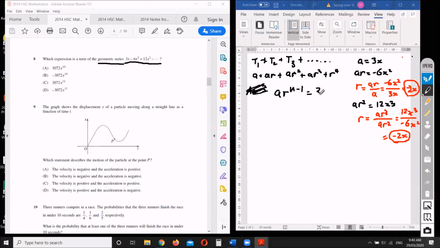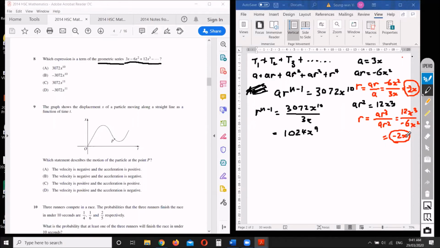3,072 x to the power of 10, right? So we want the R to the power of n minus 1 to equal 3,072 x to the power of 10 all over 3x. And what did you say it was? 1,024 x to the power 9. Okay, good.